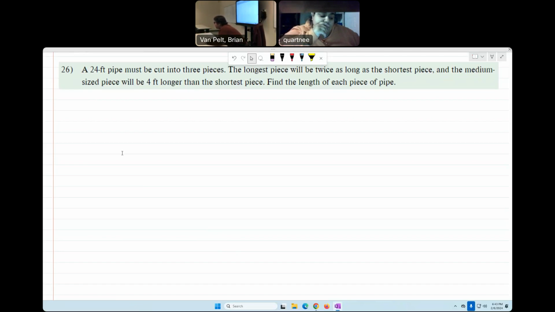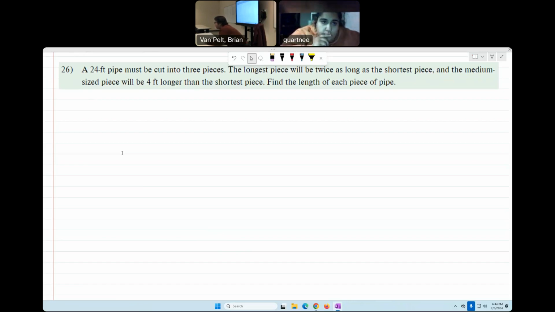Now decide something to be X. There are nicer choices than others when you choose your X. Of those three quantities, one of them can be X. Pick one. Put it in the short one. Now, read through the problem. Does this describe the medium and the long one in terms of the short one?